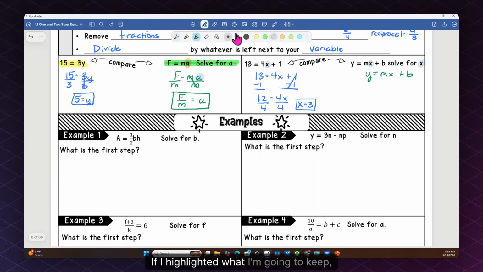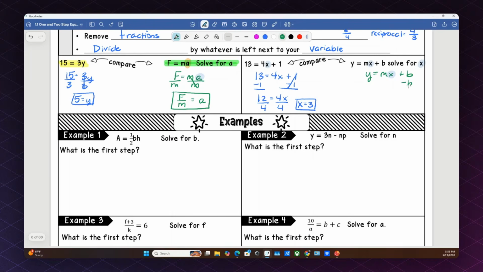If I highlighted what I'm going to keep, what I'm solving for is this x, I'm going to start by doing my reverse order of operations. So I'm going to do my reverse PEMDAS. I'm going to start with whatever's being added or subtracted. So we got y equals m x plus b, so we're going to subtract b. Okay, that's going to cancel out. I get y minus b equals m times x, which looks confusing to students.